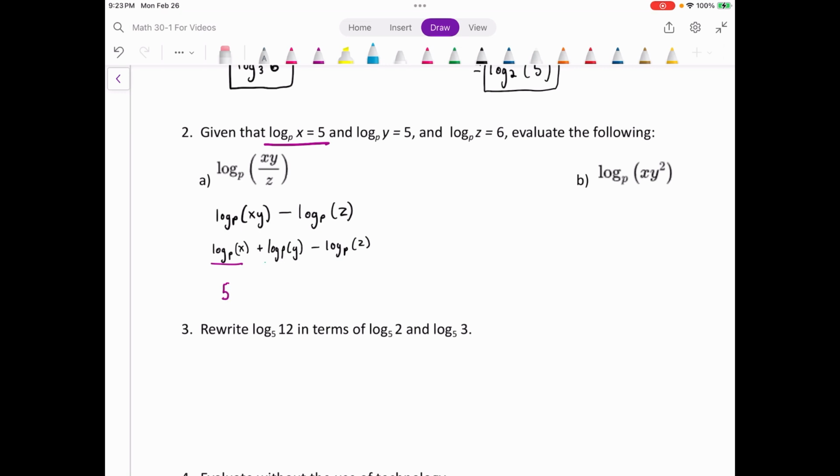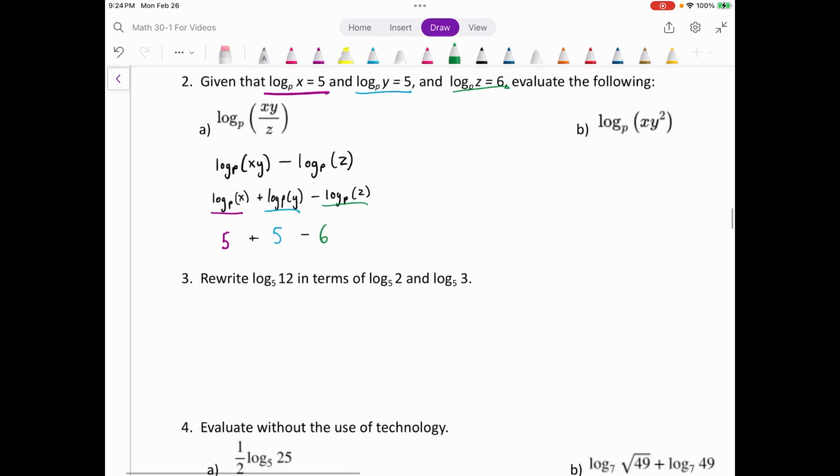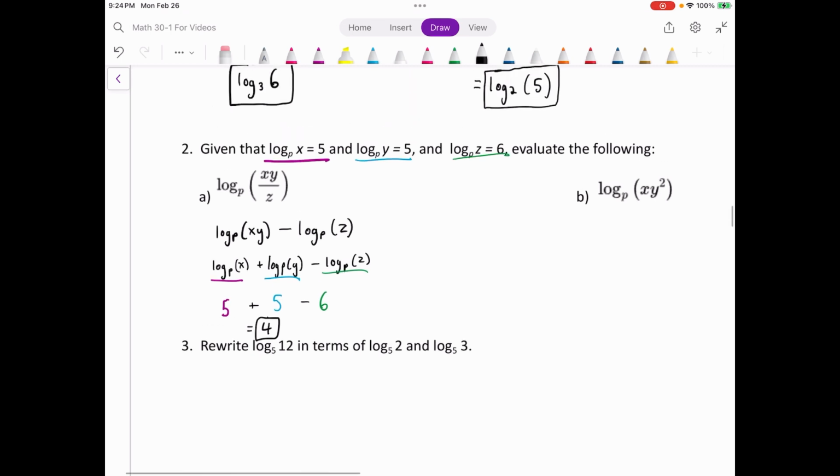This just equals 5. So I've got 5 plus 5. And log base p of z just equaled 6. So 5 plus 5 minus 6. 5 plus 5 is 10, minus 6 is 4. So this expression evaluated is just equivalent to 4, right? Our log laws allowed us to do that.